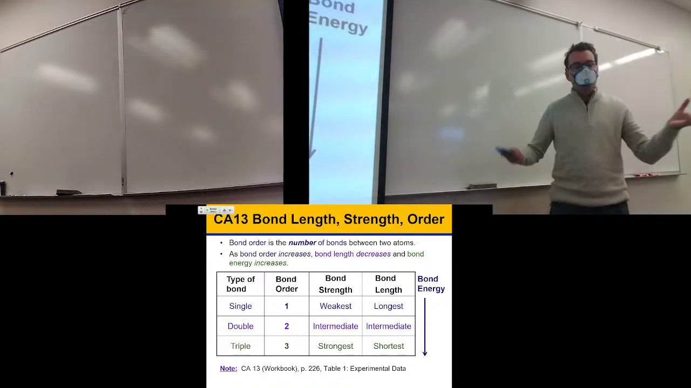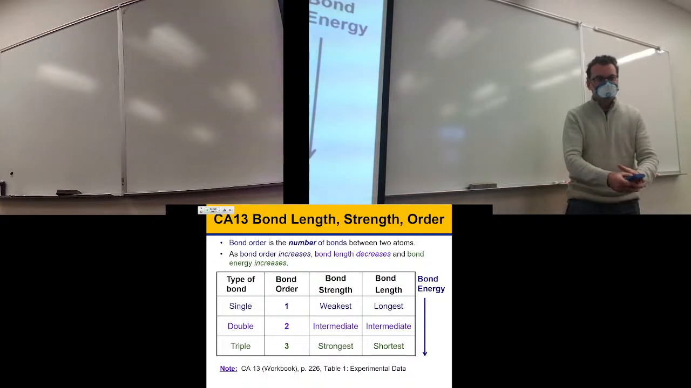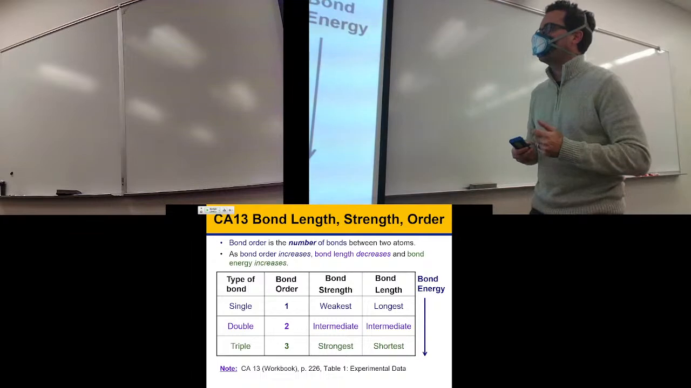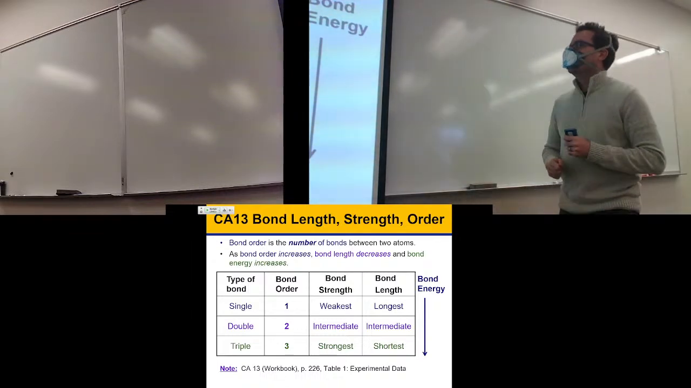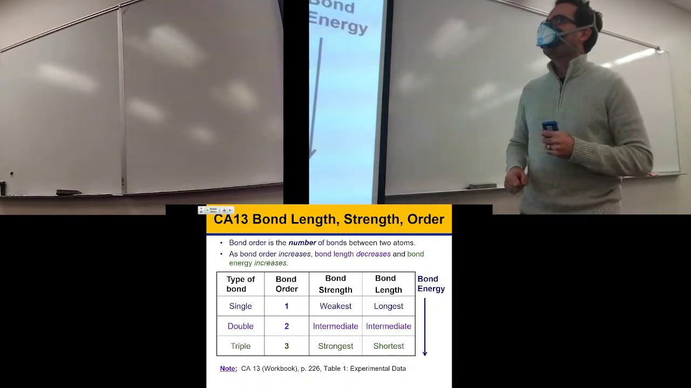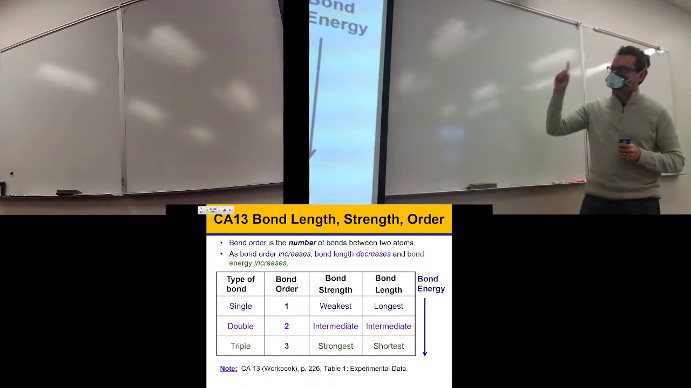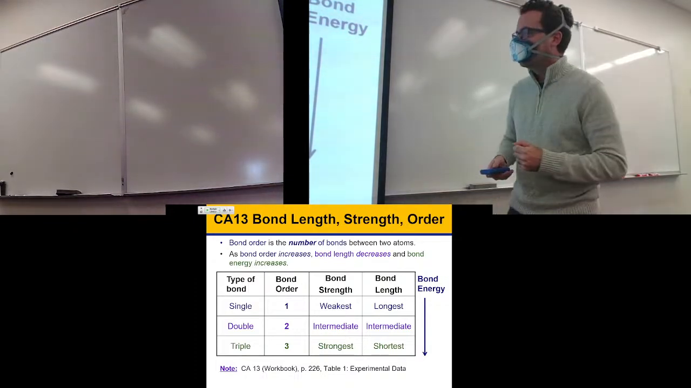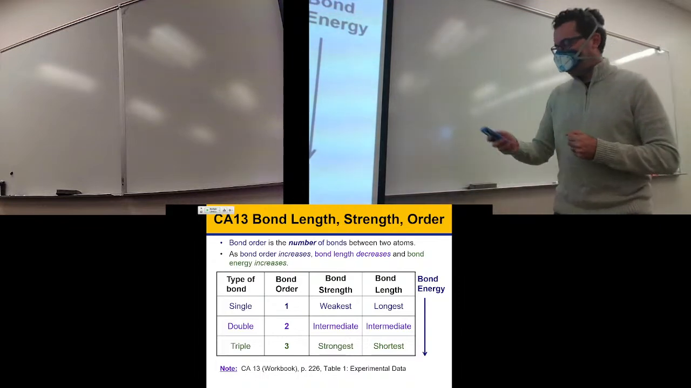Conversely, when you make a bond, the molecule's energy goes down, so it must release energy when you make a bond. Breaking a bond, you have to add energy. Anyway, we'll get back to that because that's going to be a big thing we'll talk about in future chem classes. The longer the bond length is, the weaker it is. The shorter it is, the stronger it is. So these correlate very well.